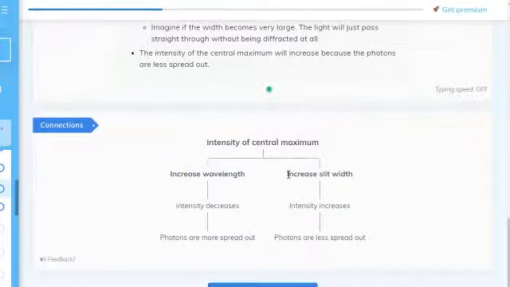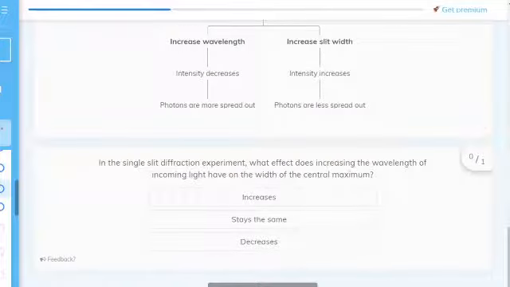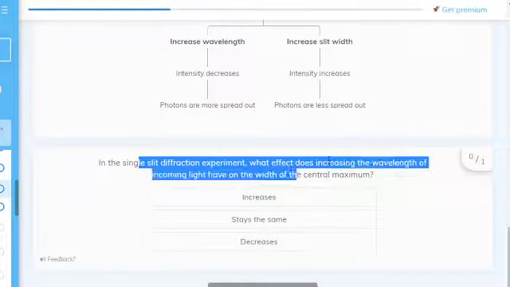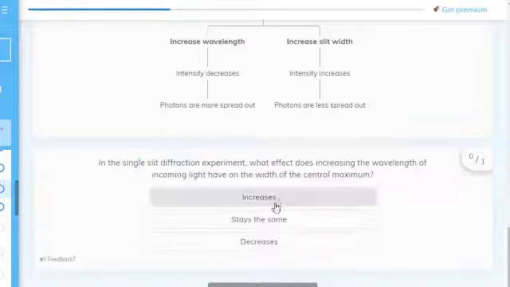So if you increase the wavelength, the intensity would decrease, but they're more spread out. If you increase the slit width, intensity increases and they're less spread out. In a single slit diffraction experiment, what effect does increasing the wavelength have on the width of the central maximum? If you increase the wavelength, it would increase.